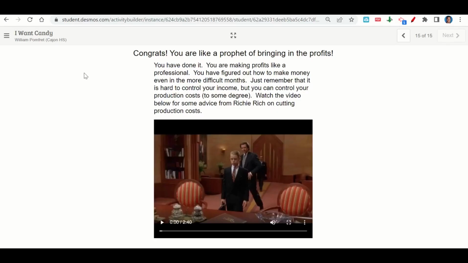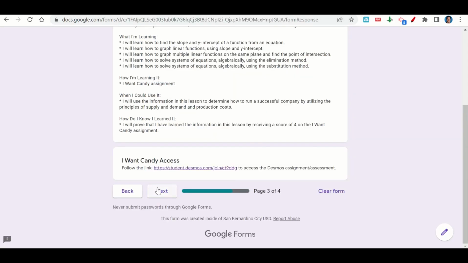When you're done with the assignment, you'll go back to your Google form and click Next. This will take you to your Before You Go. Go ahead and fill out your Before You Go and then submit your work on Google Classroom.